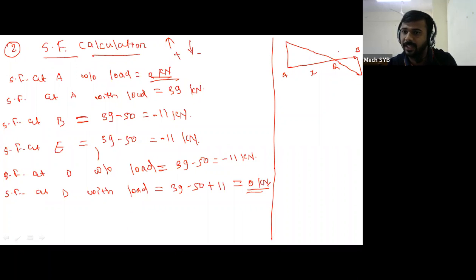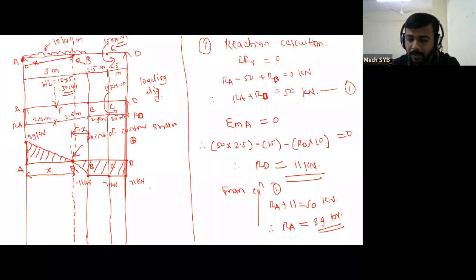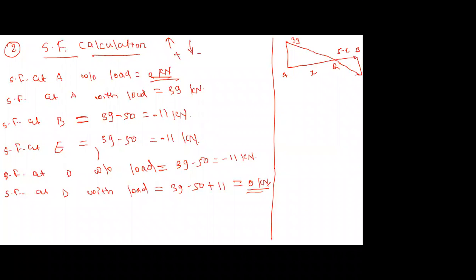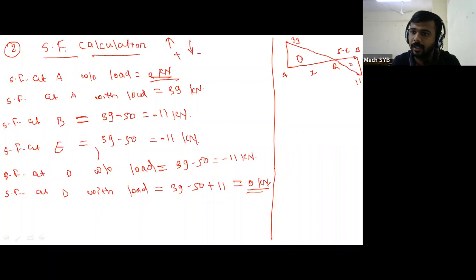One distance is X, this is 5 minus X, and the top point value is 39, and at point B the value at the bottom is 11. Don't take the negative sign, only 11. So this is triangle number 1, this is triangle number 2.